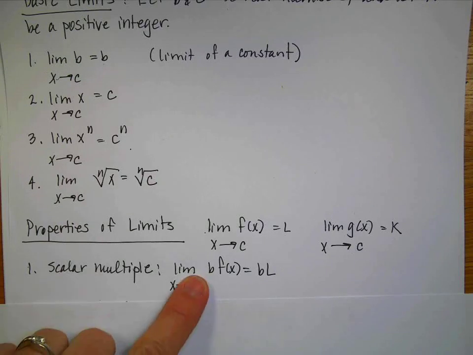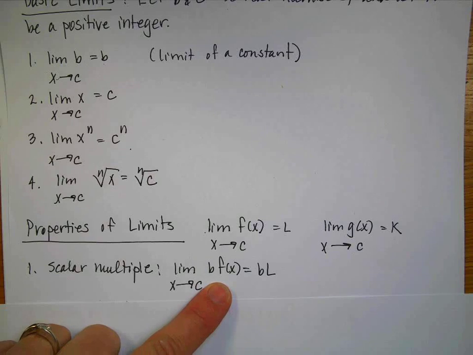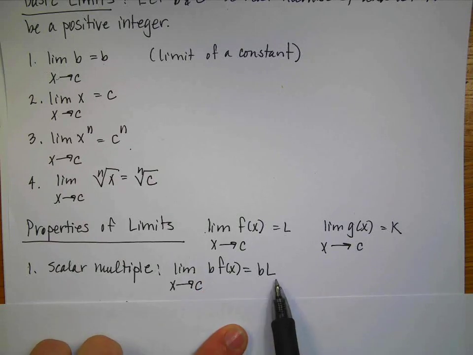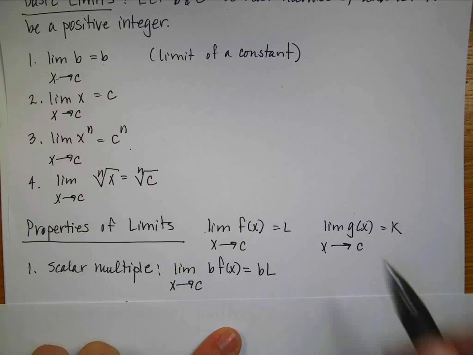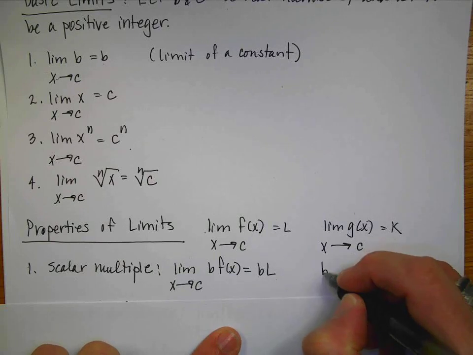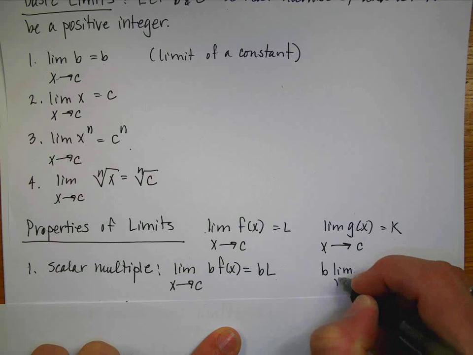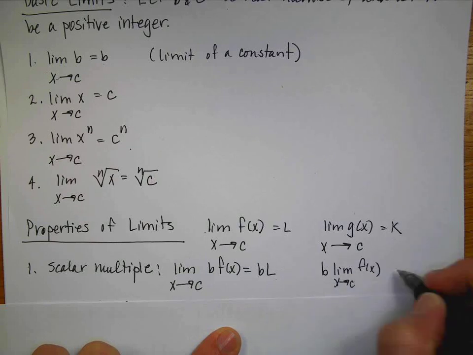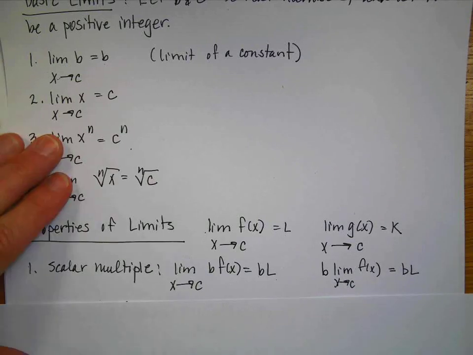So if I have a multiplier multiplied by a function, then the limit is that same multiplier multiplied by the limit. So you could actually have rewritten this as b times the limit as x approaches c of the function, right? Almost like logarithms, and then it's going to be b times L.